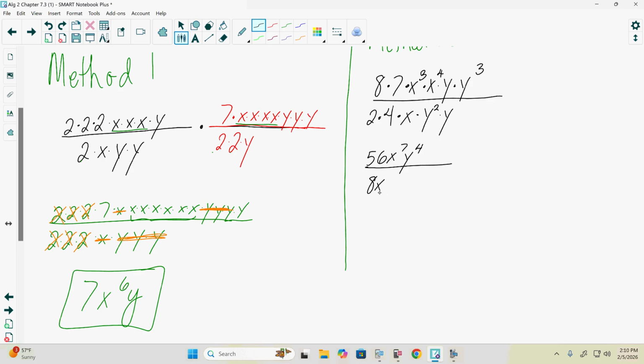On bottom, our variables, well, I just have a singular x. It's not being multiplied with anything, so it's just x. Y squared times y, 2 plus 1 is 3, telling me I have y to the third. Questions on this here?